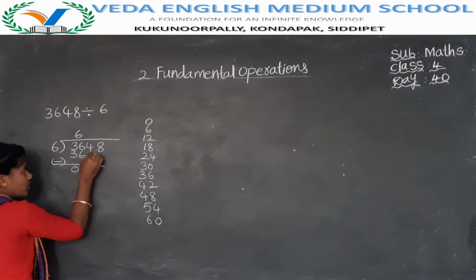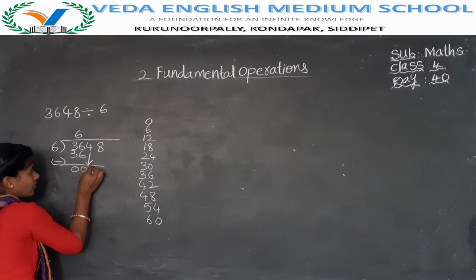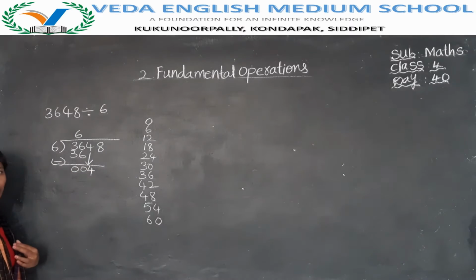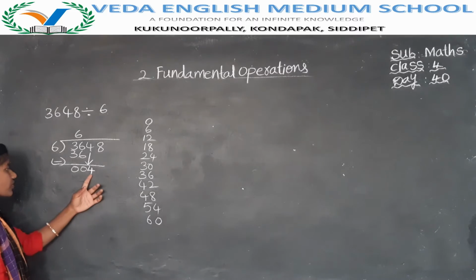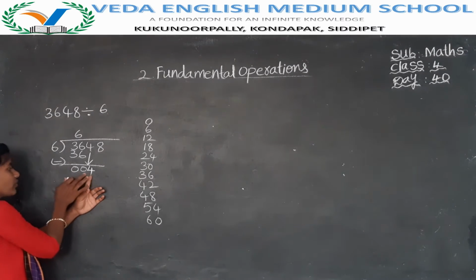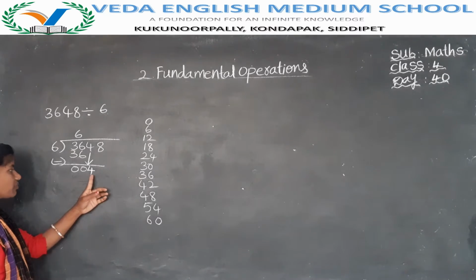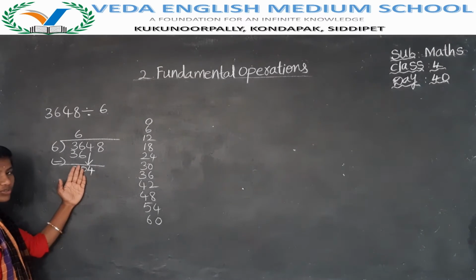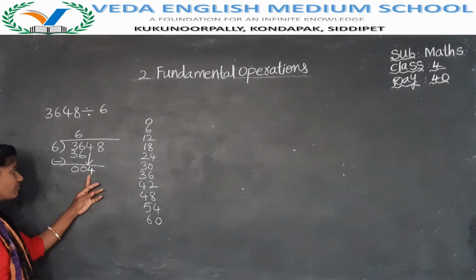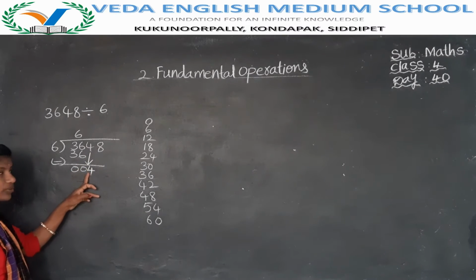After 6, what is the next number? The next number is 4. Now for this 4, these 2 zeros are on the left side. If the zeros are on the left side of any number, there is no need to count the zeros. We simply take only 4. Now bring down 4.